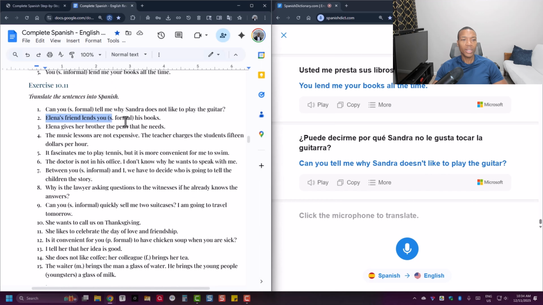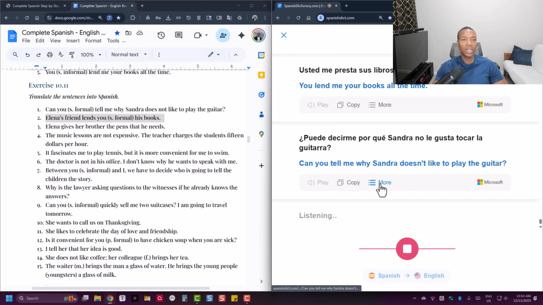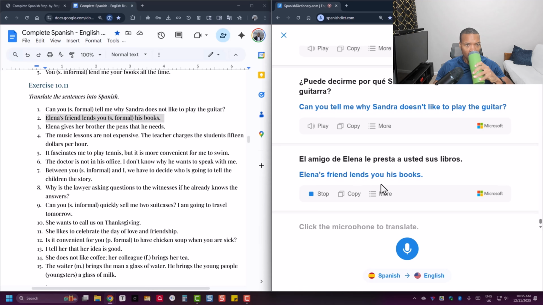All right, number 2. Elena's friend lends you his books. El amigo de Elena le presta a usted sus libros. Elena's friend lends you his books.